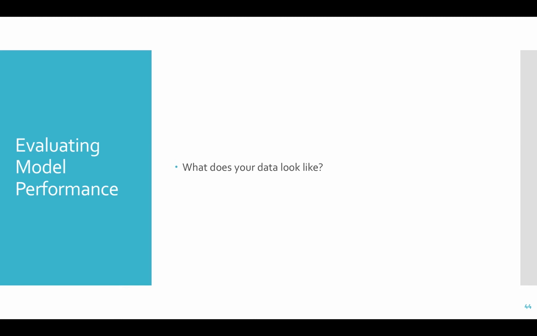We need to think about what our data looks like when we think about evaluating our model. There are 2 major types of binary classification problems, X versus Y and X versus not X. There's a subtle distinction here. Think of X versus Y as dogs versus cats. So your inputs will either be dogs or cats, and your classifier has to distinguish between them.